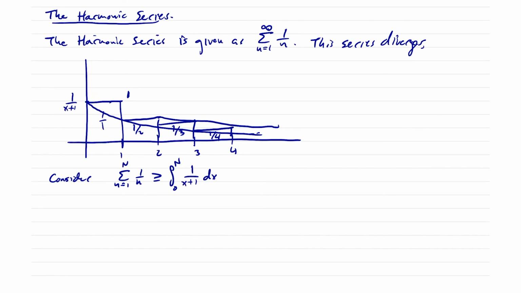Okay, but we know what this is. This is going to be the natural log of x plus 1 minus the natural log of 1, which is 0. All right, so then, not x plus 1, it should be ln of n plus 1.